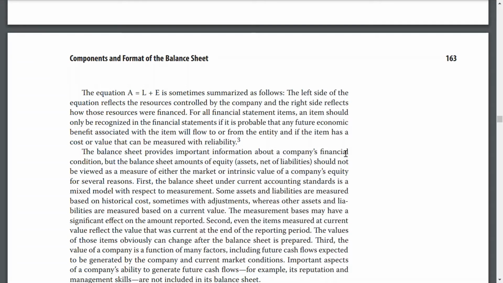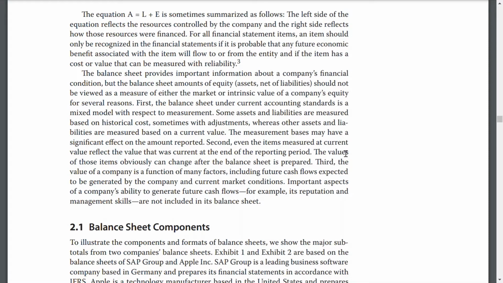The balance sheet provides important information about a company's financial condition, but the balance sheet amount of equity should not be viewed as a measure of either the market or intrinsic value of the company's equity, for several reasons. First, the balance sheet under current accounting standards is a mixed model with respect to measurement. Some assets and liabilities are measured based on historical cost, sometimes with adjustments, whereas other assets and liabilities are measured based on current value. The measurement bases may have a significant effect on the amount reported. Second, even the items measured at current value reflect the value that was current at the end of the reporting period; the values of those items obviously can change after the balance sheet is prepared.